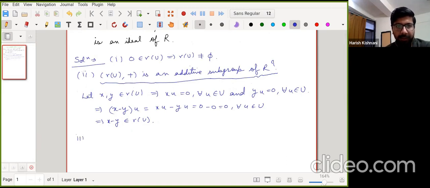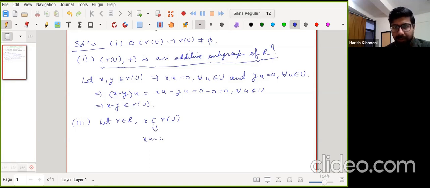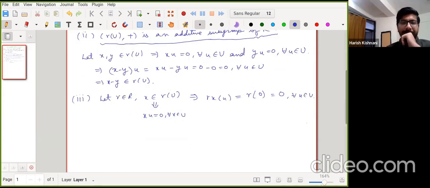Now the third property. Let r be an element of the ring, and let x be an element of the set R of U. Then x belongs to R of U clearly implies that xu is equal to 0 for all u belongs to U. But that will imply that when you take rx times u, that is nothing but r times 0, and that is 0, and that holds for all u belongs to U. So definitely, one can say that R of U is an ideal of R.